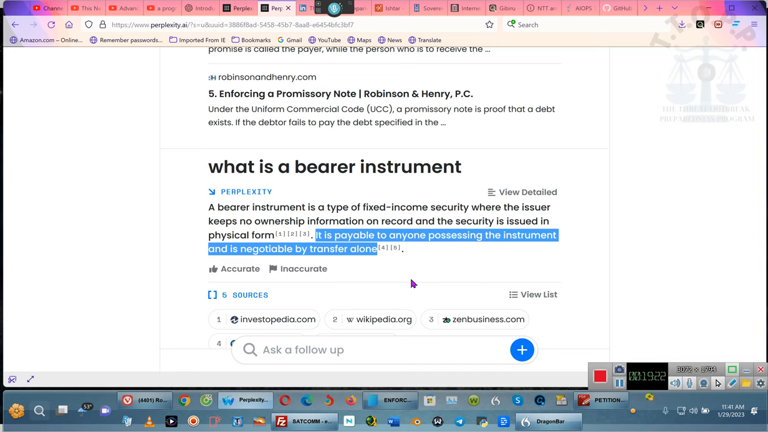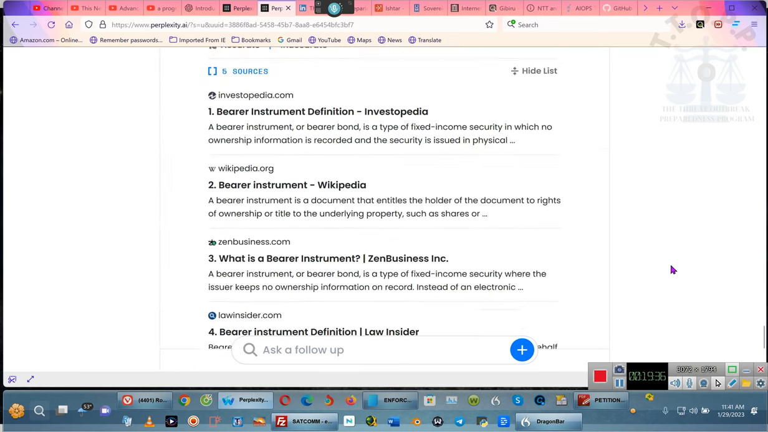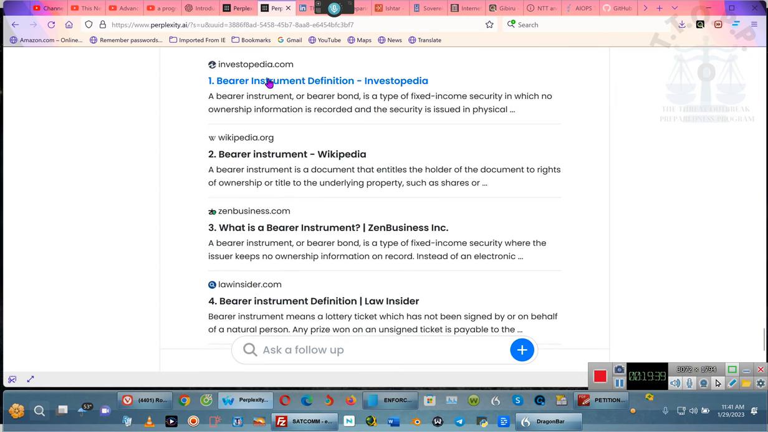So guess what? The moment you gave it to the Federal Reserve, the local Federal Reserve agent, that constituted payment because it's a negotiable instrument. You don't believe me? Go back, look at this video, type in what I type in and see it for yourself. Bearer instrument. This is the definition of bearer instrument or bearer bond. That's right, it's a bearer bond. But bearer bonds are illegal in the United States. Not true, people. We do it every single time we do a loan. It's a type of fixed income security in which no ownership information is recorded and the security is issued in physical form. That's the definition we just read.